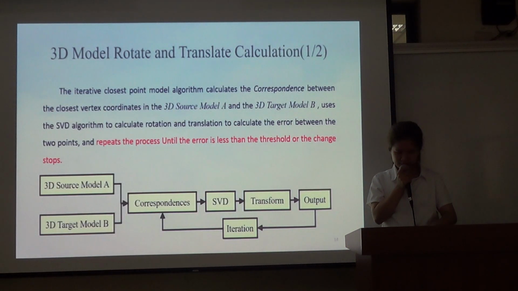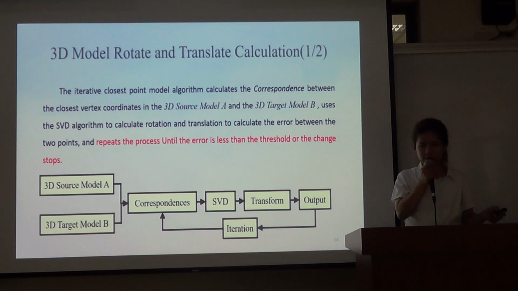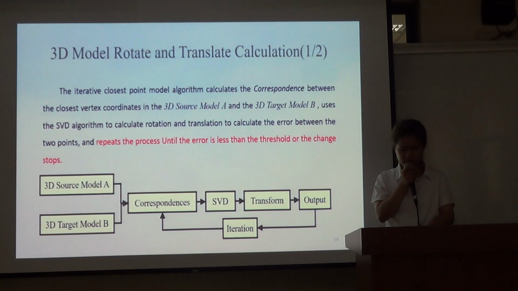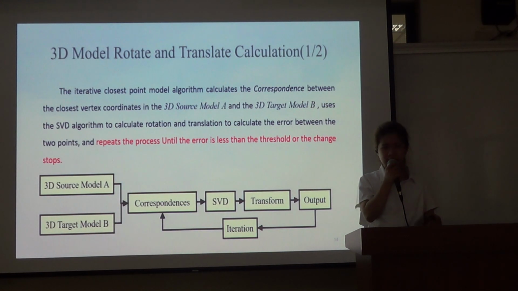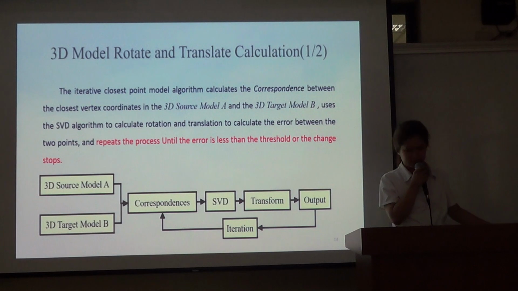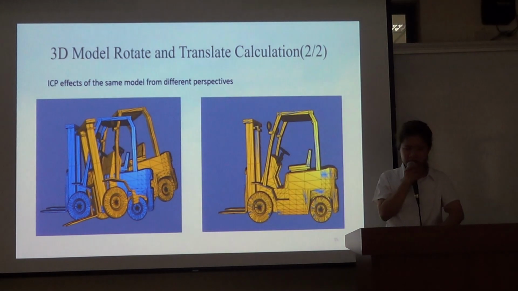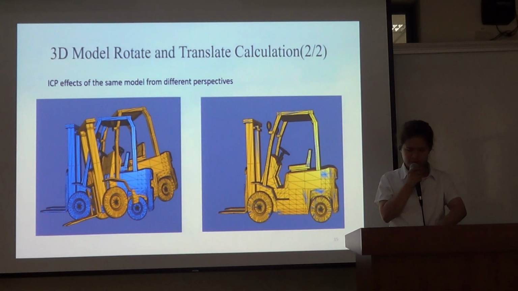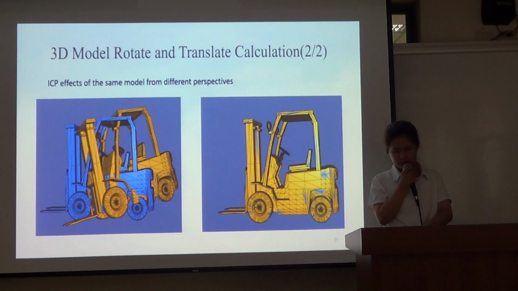In the ICP rotation and translation model, source model A and target model B use the SVD algorithm to calculate the rotation R and the translation T. ICP instead of the sum model from different perspectives.